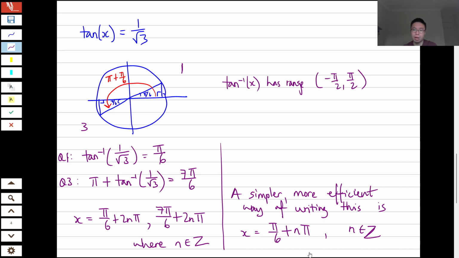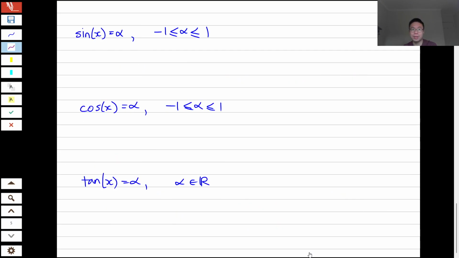Now, on the next page, I'm going to summarize all of this in an abstract way. If you have trouble with the next page, just go back to these 3 examples and replace the angle with pi on 6. And you're back to where we started. Okay? So, now I'm going to be completely general.